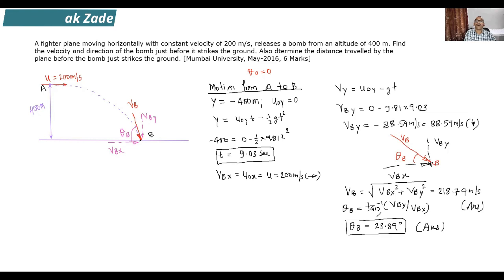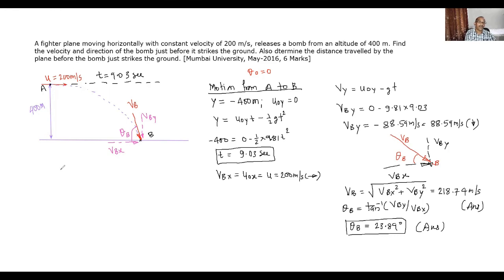Next part is: also determine the distance traveled by the plane before the bomb just strikes the ground. Now you know when the bomb is dropped or released from this position, it will move along this path towards the ground and strike here. You know how much time it takes, that is 9.03 seconds. But the plane will continue its motion in the horizontal direction. You have to find how much distance the plane will move in the same time t, that is 9.03 seconds, before the bomb just strikes the ground.